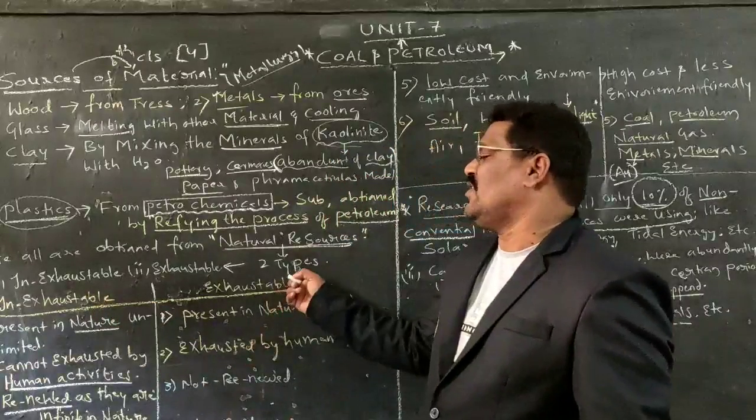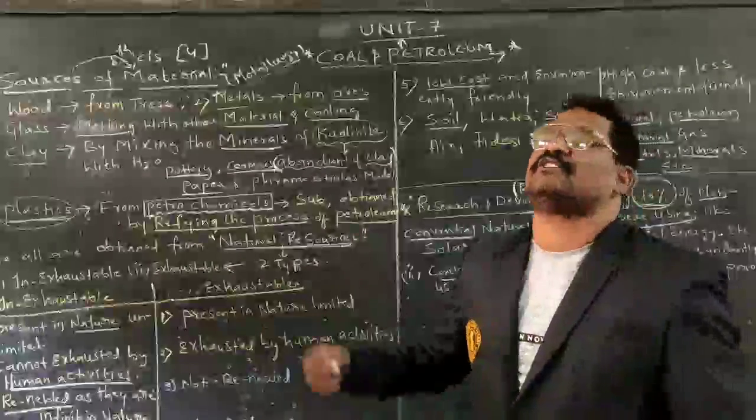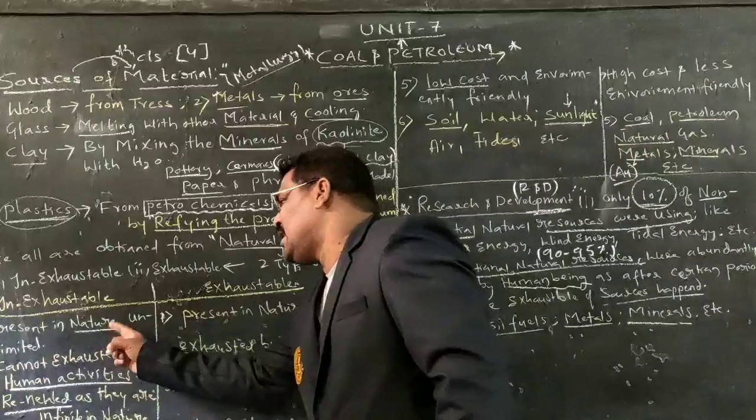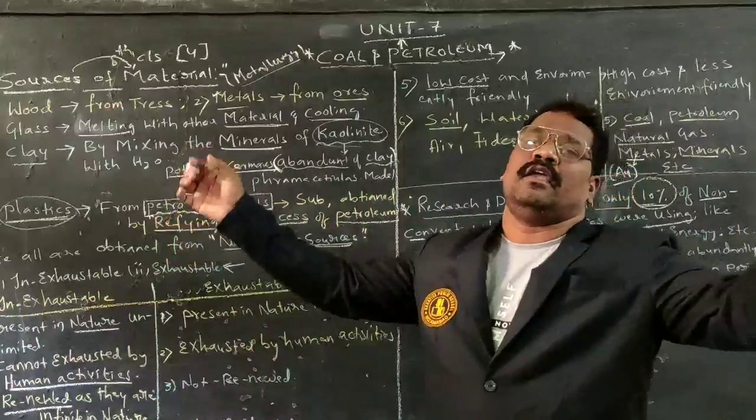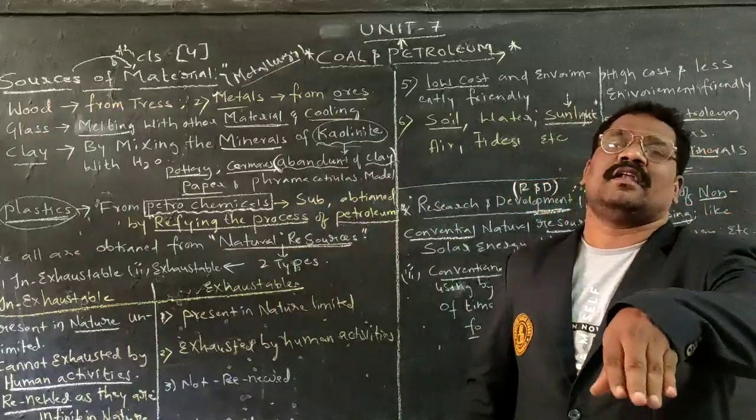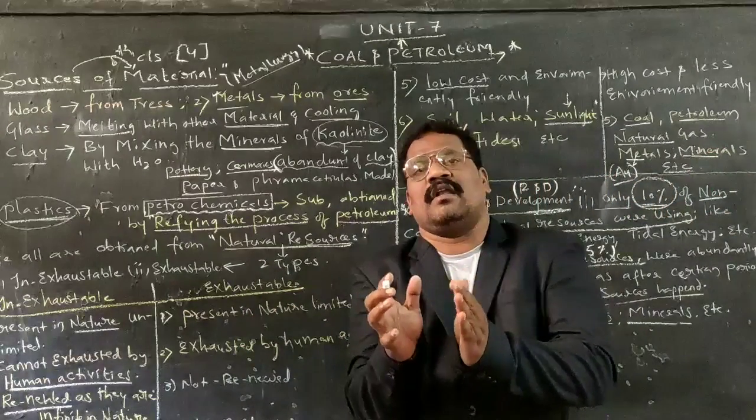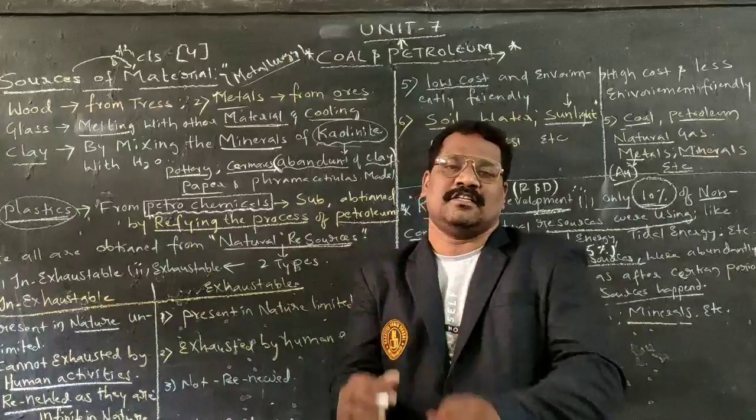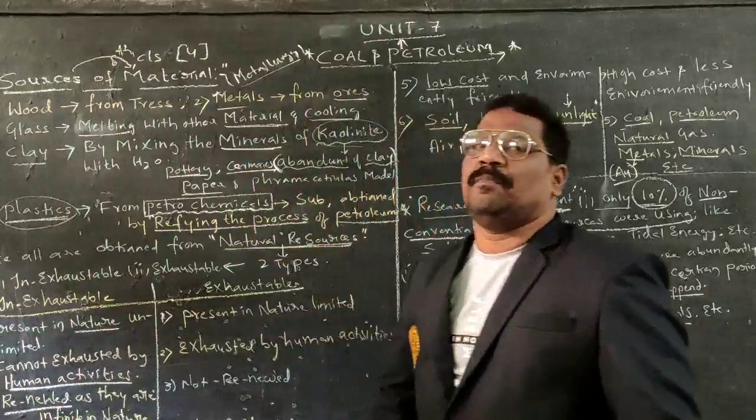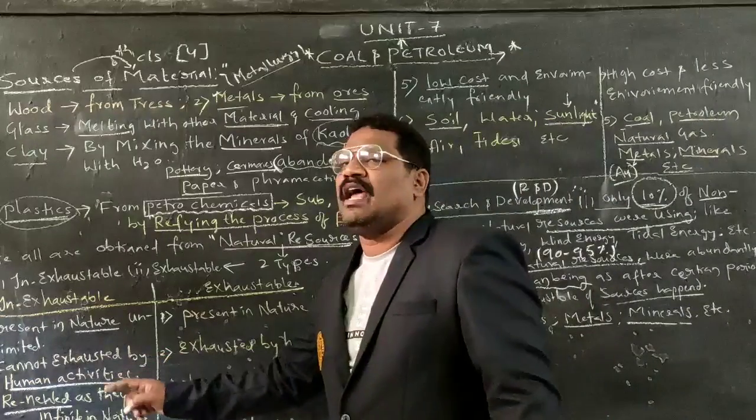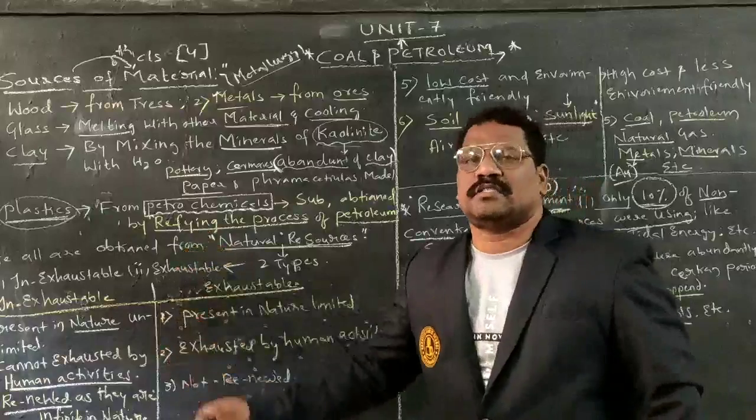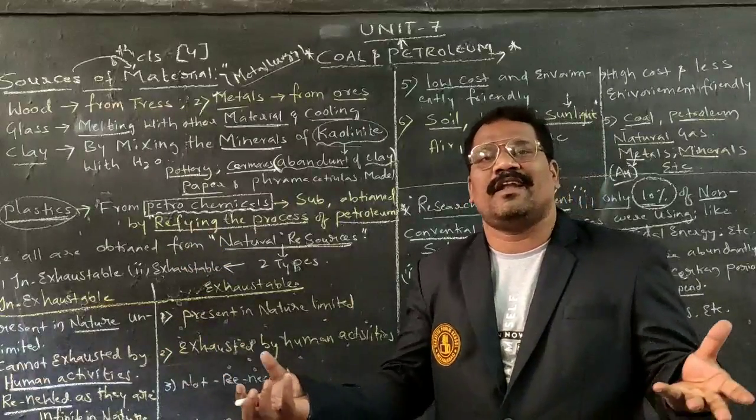Inexhaustible natural resources as well as exhaustible natural resources. First point: inexhaustible natural resources are present in nature unlimitedly, whereas exhaustible resources are present in nature but only in limited amounts. Inexhaustible resources cannot be exhausted by human activities. As humans utilize them, they do not get exhausted.